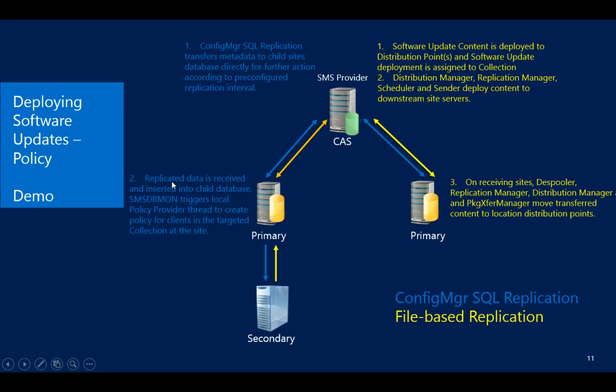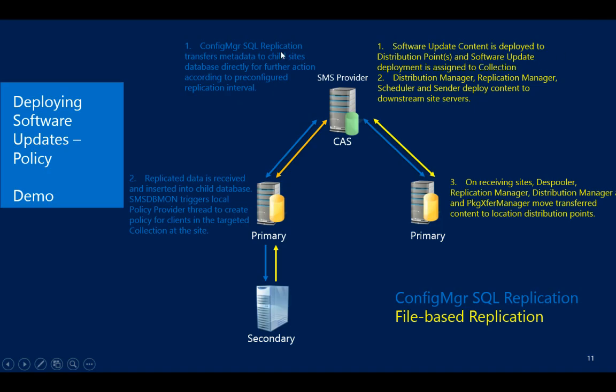Again, there are two types of replication when we create software updates. There's the ConfigMgr SQL replication shown in blue on the graphic, and there's the file-based replication shown in yellow. Whenever you're working in the console, you're actually working through a component called the SMS provider. The SMS provider receives mostly all of the console interactions and takes action upon it to create data in the database, make changes to data in the database, whatever, right? So let's just trace this down.